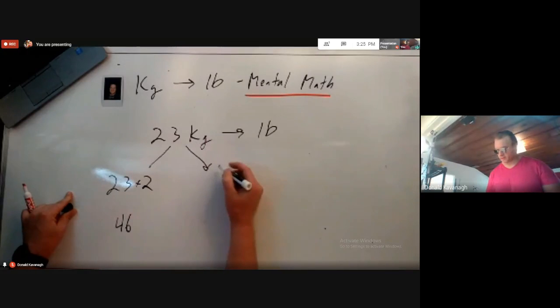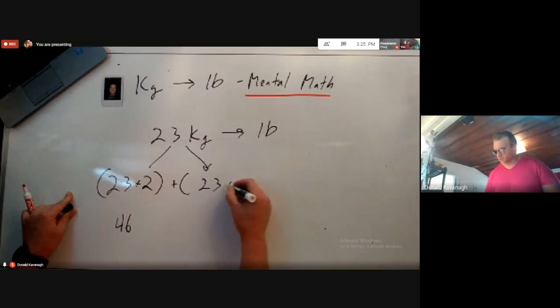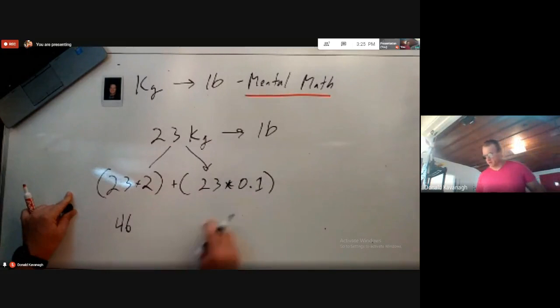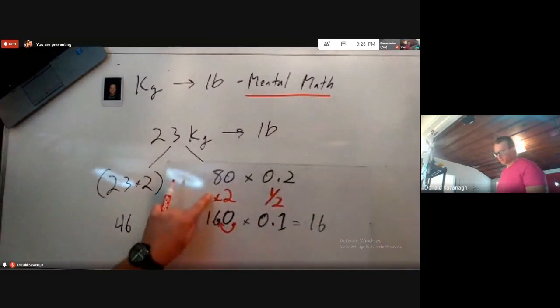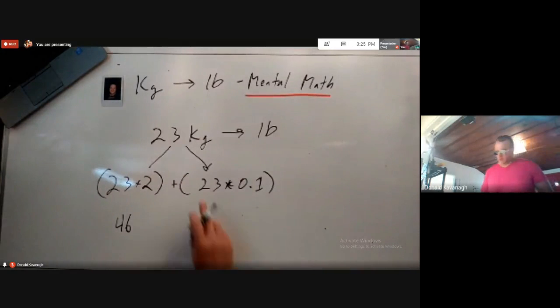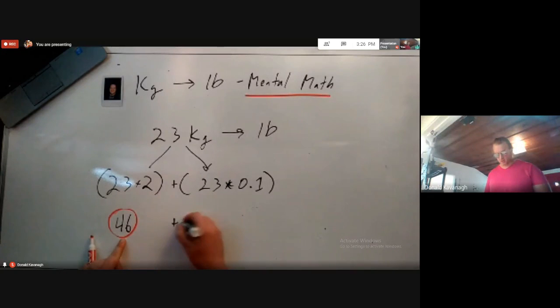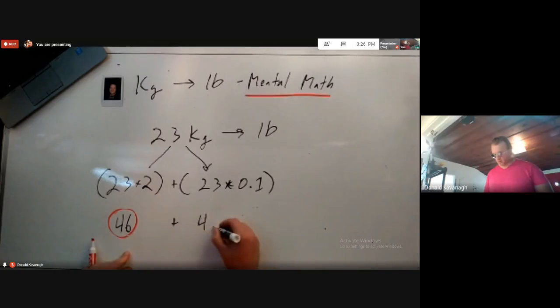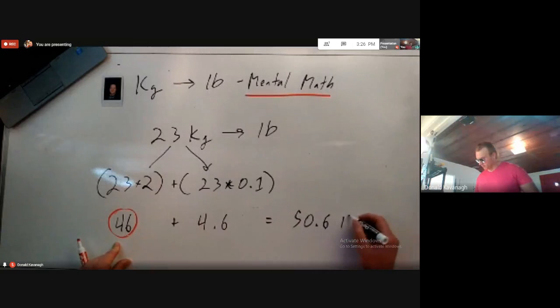And then over here, I need to take 23 times 0.1. Now, in that previous example, I talked about doubling the number. The doubling of 23 is 46. I have already held that number in my head. Moving the decimal place one to the left, 4.6, 50.6 pounds as a rough estimate.